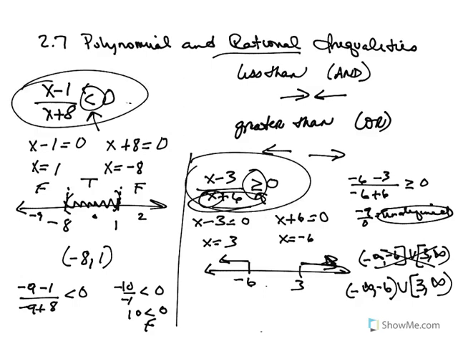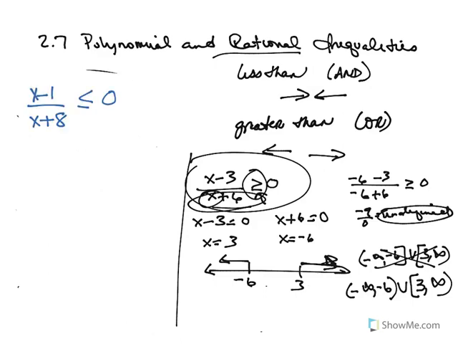The first example didn't have an or equal to on it, so therefore it would just already be parentheses. So the -8 is not even included in the solution set anyway. Okay, so let's do it over as if it was. So let's say the problem was x minus 1 over x plus 8 is less than or equal to 0.